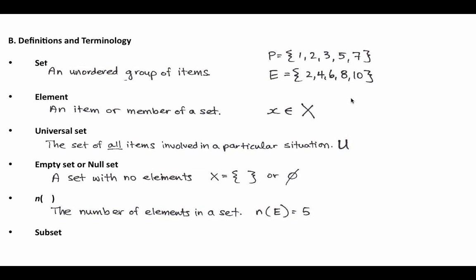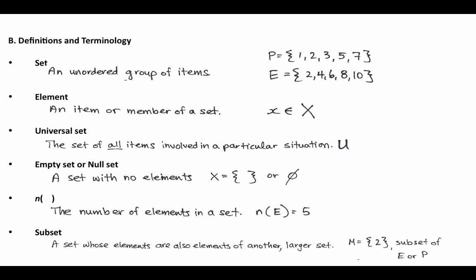A subset is a set whose elements are also elements of another larger set. Say the set of even numbers between 1 and 10 is a subset of an even bigger set, which is the even numbers between 1 and 100. So it's a proper subset, just like how the sample is a subset of your sampling frame, which is a subset of your population. Here, for example, the set M, which equals 2, would be a subset of either E or a subset of P, because that would be found in both.